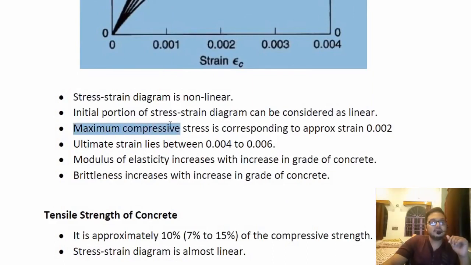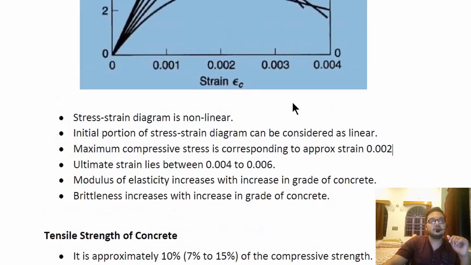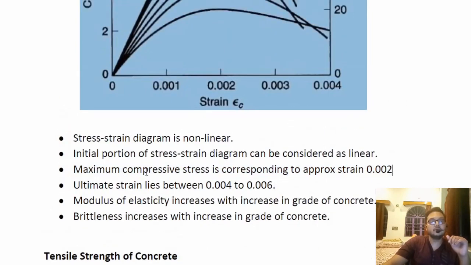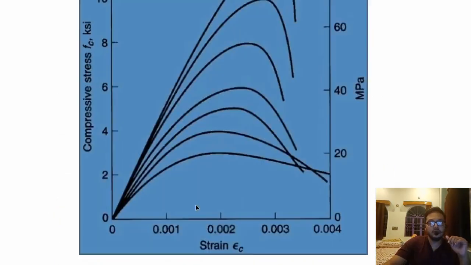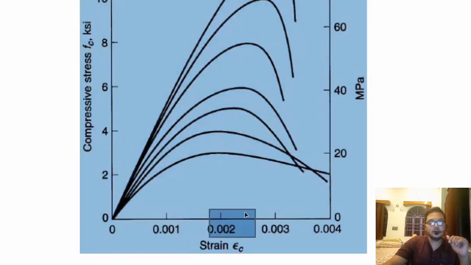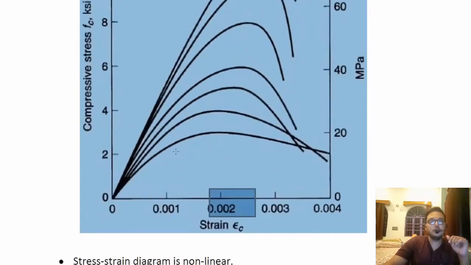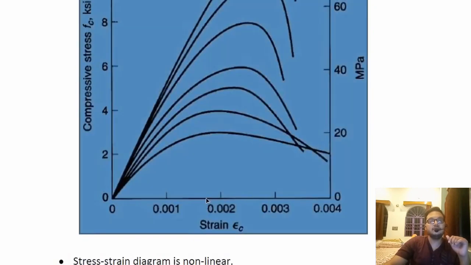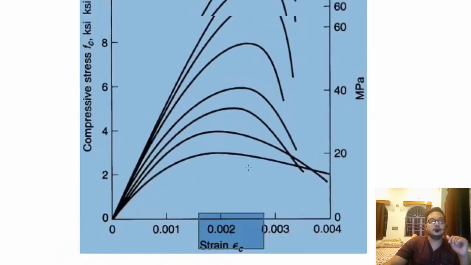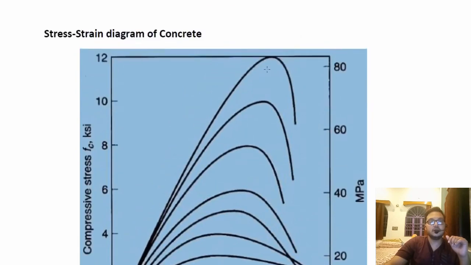Next is the maximum compressive stress, which corresponds to approximately a strain of 0.002. You can see that 0.002 is the middle value, and most of the graphs achieve the peak value at 0.002 strain only. Just have a look at the graph.